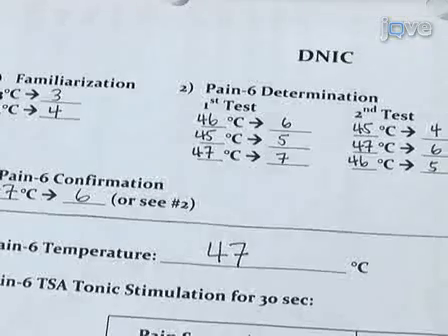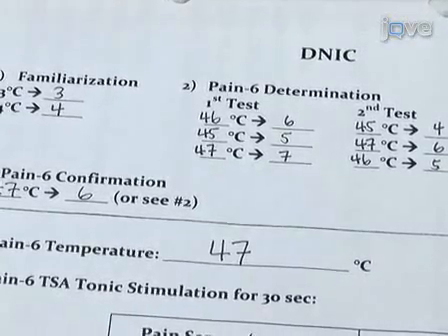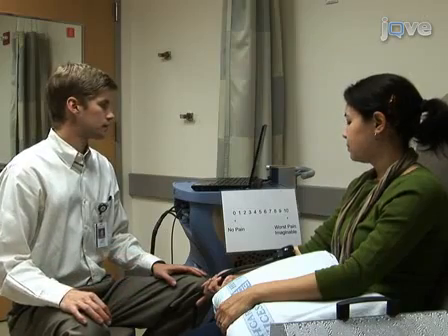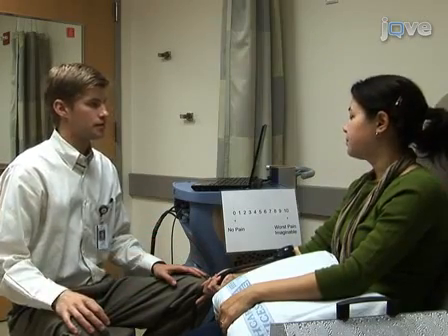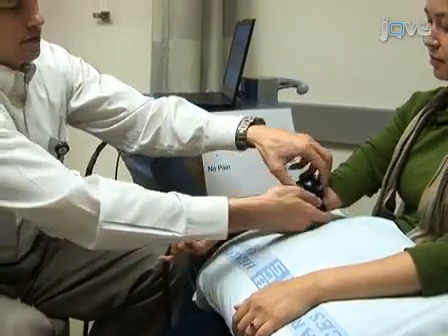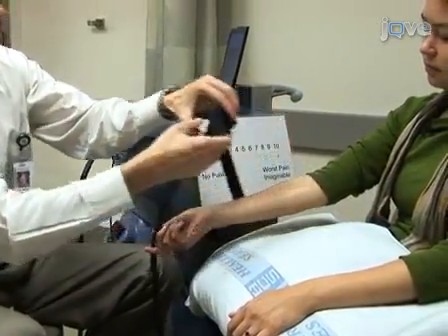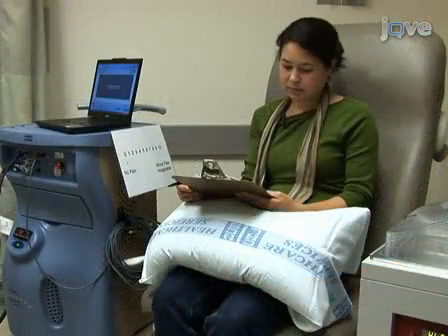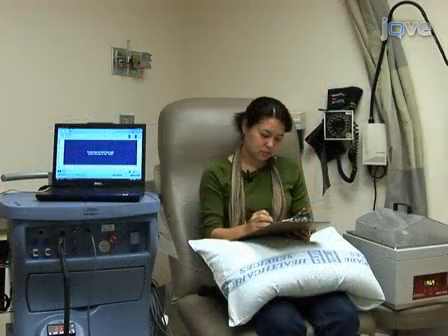Next, the pain 6 temperature is confirmed. Now you will feel just 1 heat sensation. The thermode is activated, and after 6 seconds at the pain 6 temperature, the researcher asks the woman to rate the pain. And rate it now. 6. Now, the thermode is removed from the woman's forearm for at least 5 minutes. This is a good time for the subject to complete questionnaires and paperwork.